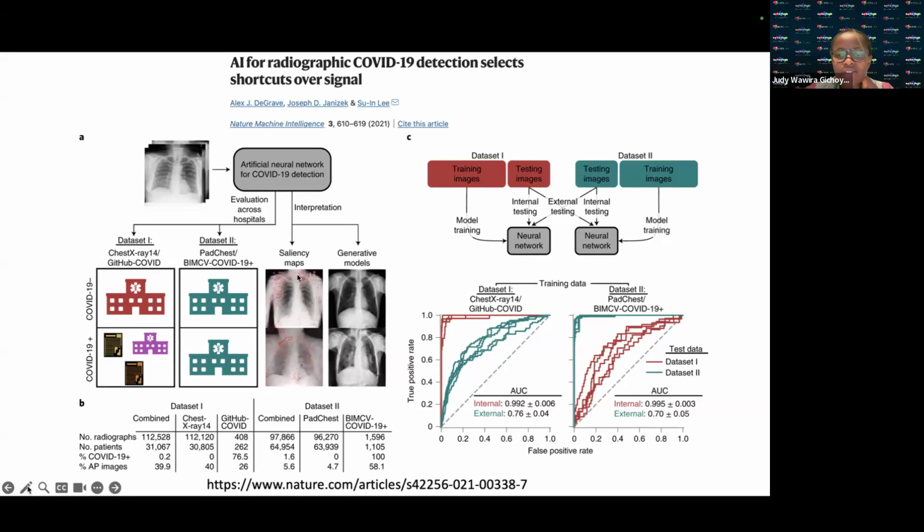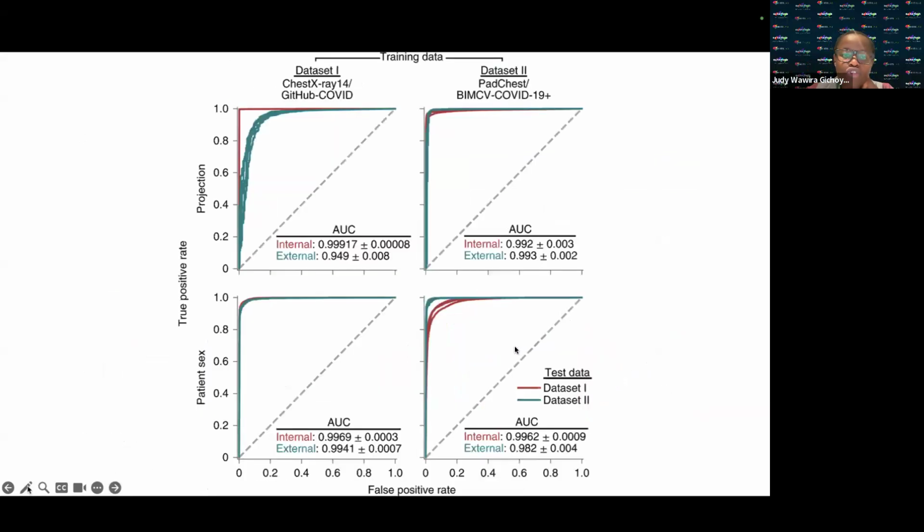So you have a positive and a negative data set, and you build an AI model to predict COVID, and you see the internal performance is pretty good, 0.99. But when you do external validation, the performance degrades quite a bit, and it's converse when they test both data sets. But then when you change the last layer of the model and predict something different, like patient sex, you see there's no degradation. You almost have perfect performance irrespective of the data set, very different from the original task.